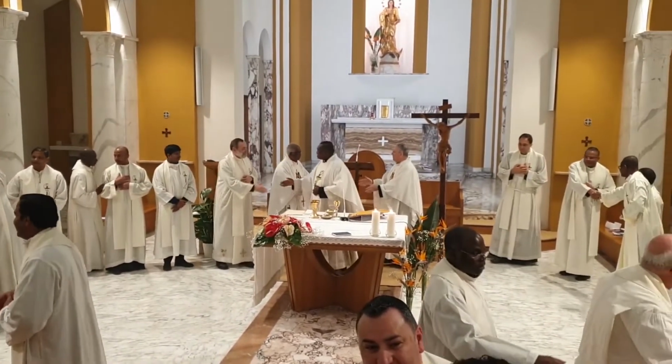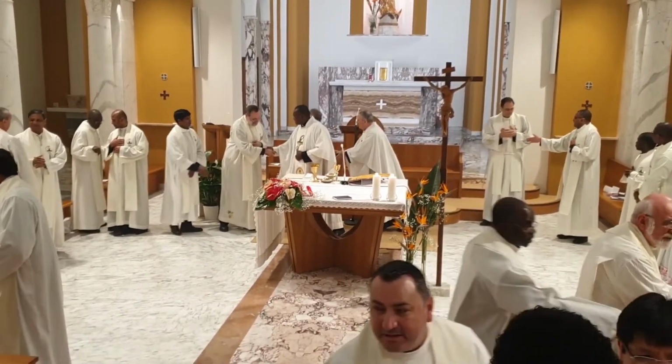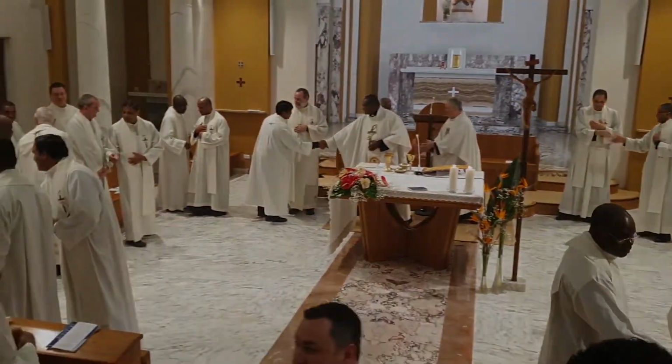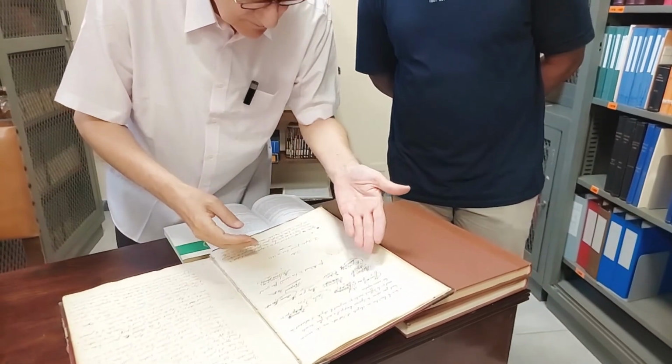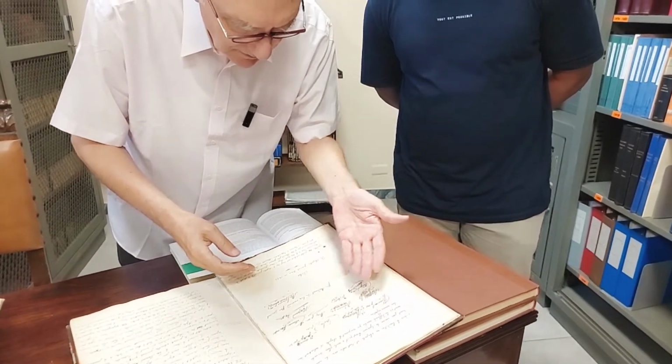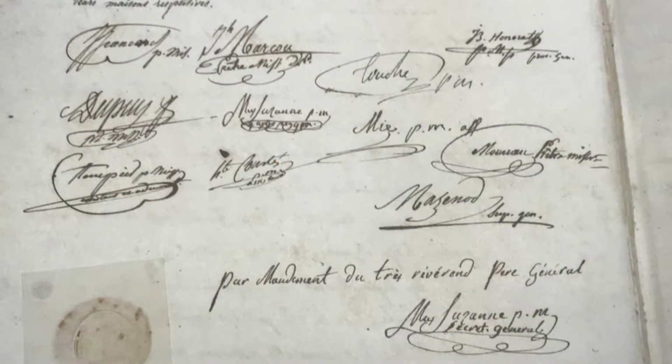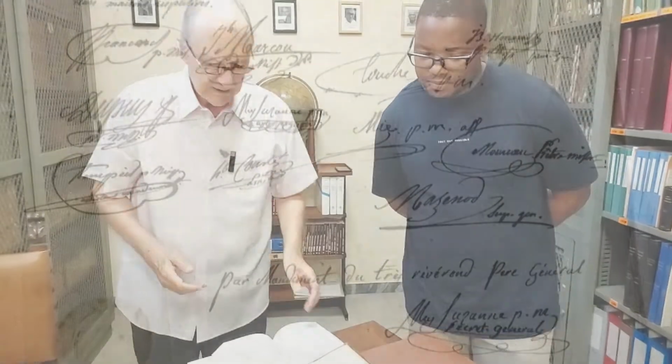Here we have the signatures of this general chapter. So nice to see the members of the congregation, Jean-Carl, Marcoux, Dupuis, Tempier, Courtès, Mazenod, Suzanne, all these members.